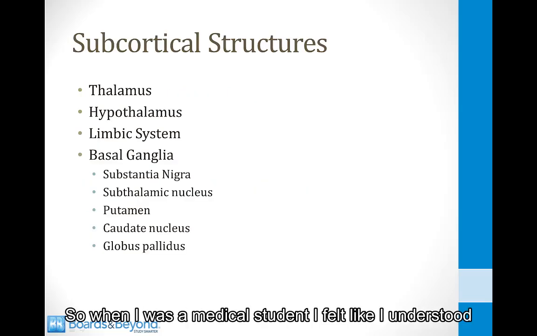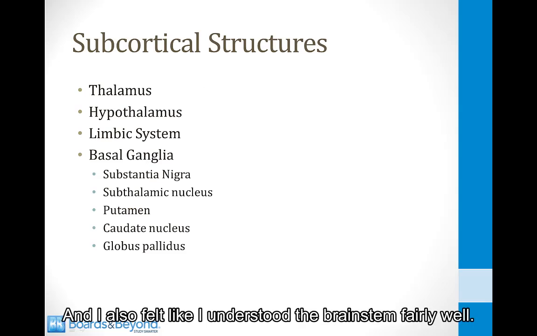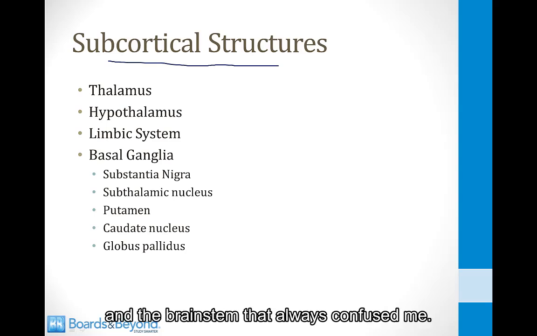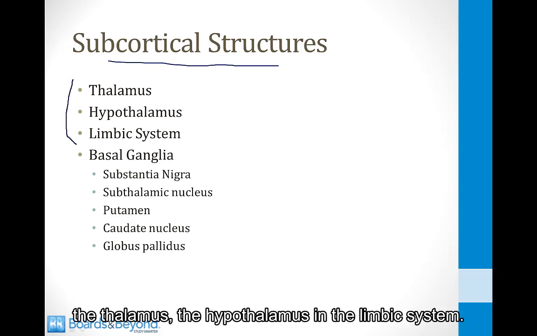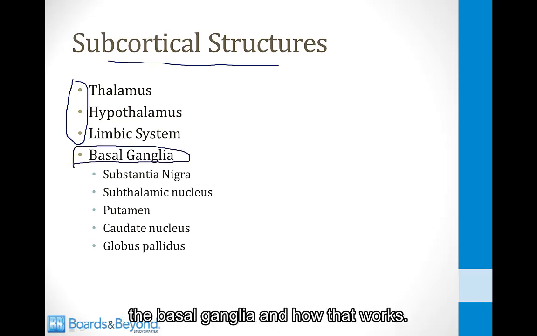So when I was a medical student, I felt like I understood the cerebral cortex fairly well, and I also felt like I understood the brainstem fairly well. But there are all these structures I call subcortical structures in between the cortex and the brainstem that always confused me. And so in this module, we're going to try to demystify the thalamus, the hypothalamus, and the limbic system, and then in a separate module, I will go through the basal ganglia and how that works.